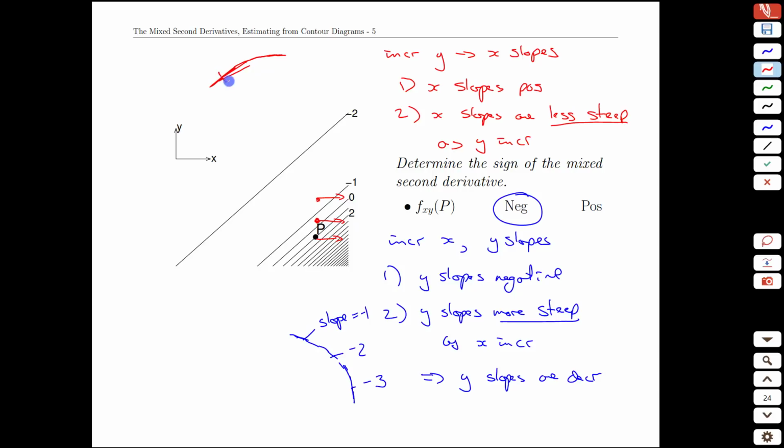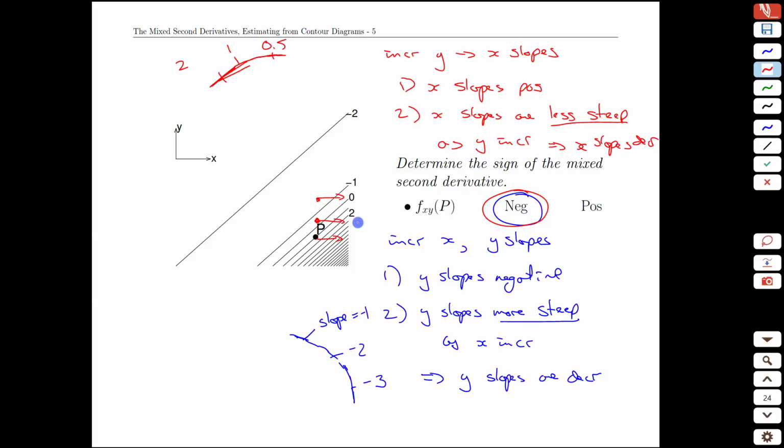Well, that would be numerical values like a slope of 2, going down to a slope of 1, going down to a slope of 0.5. These numbers are decreasing, and so the x slopes are decreasing. So for the same rationale, we increase y, sorry, those are x slopes. As we increase y, the x slopes go down. What kind of derivative is that? It's a negative derivative.